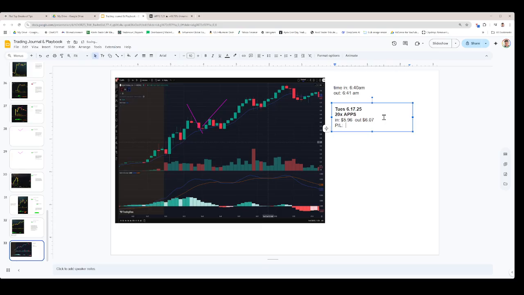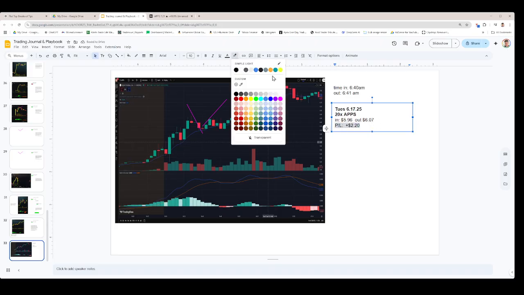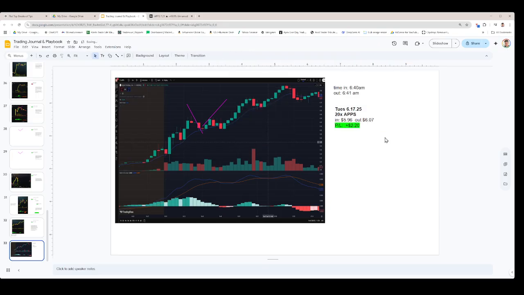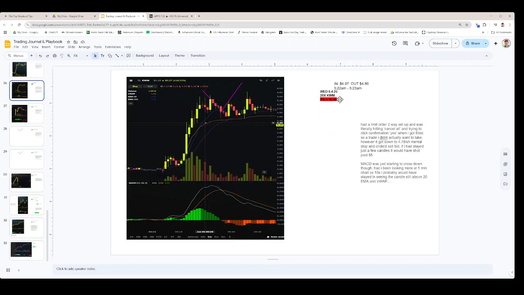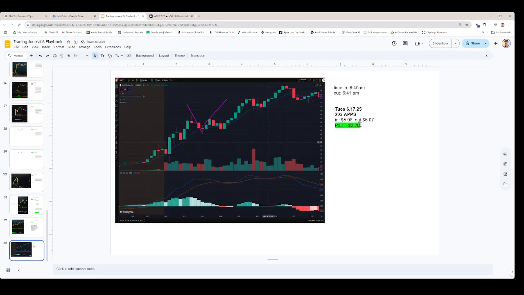P/L, we were up $2.20. And then I'll highlight it in lime green. If it was a losing trade, I'll highlight it in red. And I can show you an example up here with KWM. There's my, oh, that actually says plus. Why does that say plus? That should have been minus. Okay. So 220, and I like to have that in bold.